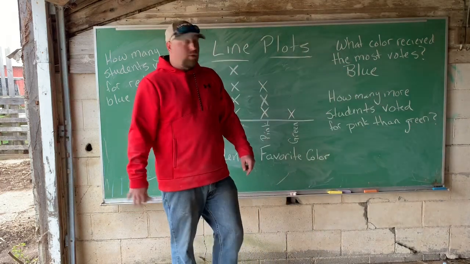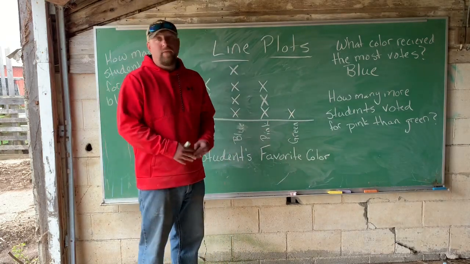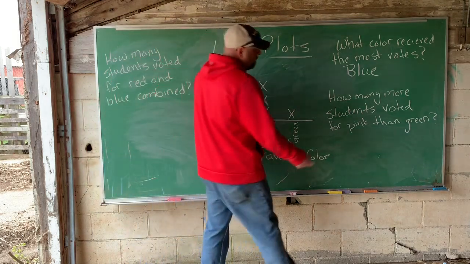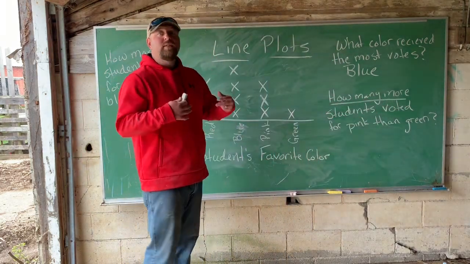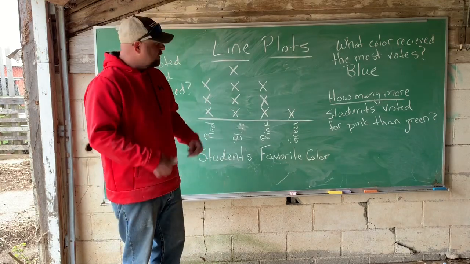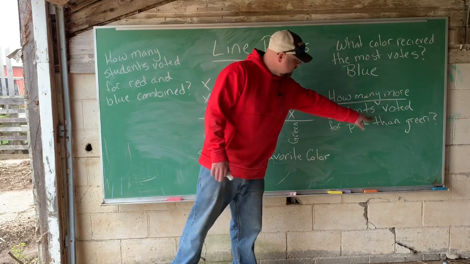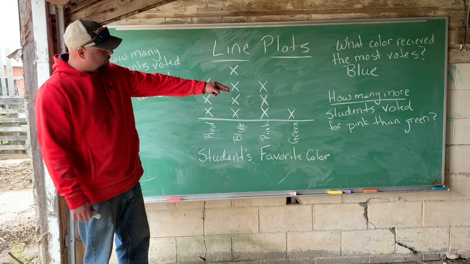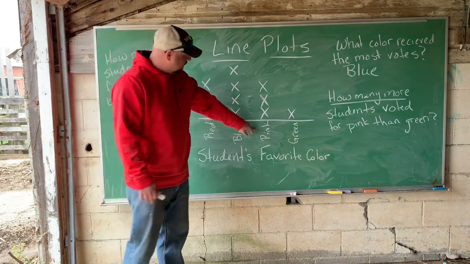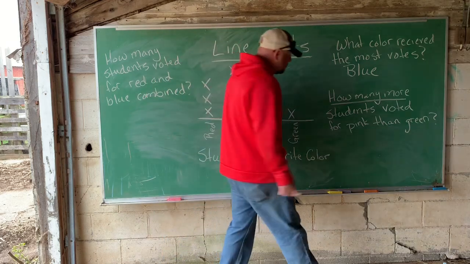The next one that we're going to do says how many more students voted for pink than green? If you remember, how many more, whenever I see that, I'm thinking subtraction. Then after I know what I'm doing, then I have to look and see what numbers they want me, or what colors they want me to subtract. So I've got pink and green. Pink has 3, green has 1. 3 minus 1 is 2.